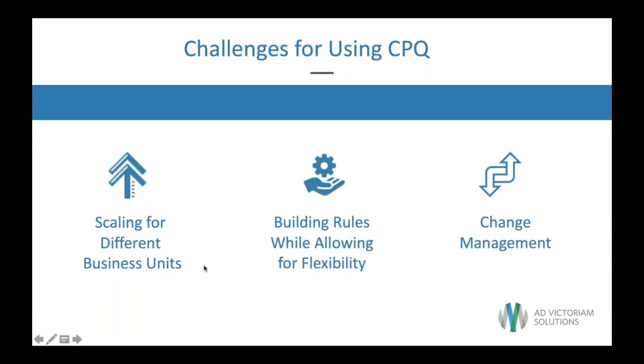Next is building in the rules that you need while also allowing for flexibility. It's really easy to get carried away in the CPQ platform and build out all this logic for exactly how a sale should go, but it's a sales process, so it's never going to go perfectly. There's almost always an exception to the rule. So you want to choose wisely the rules that you're going to put in place that still allow for sales to get done what they need.